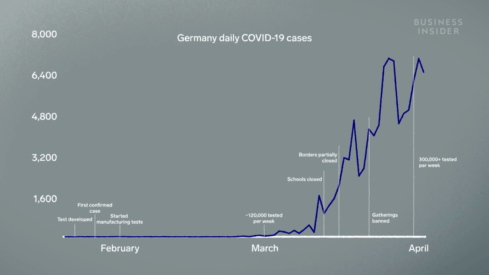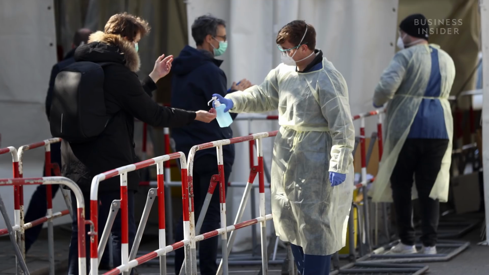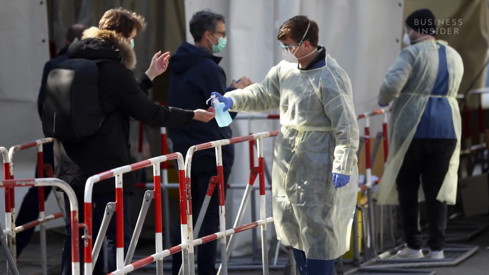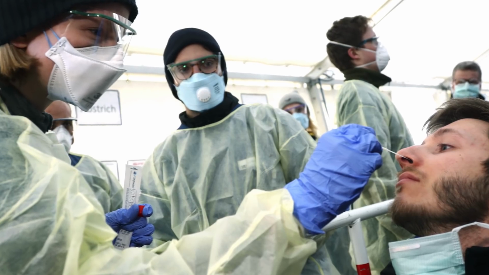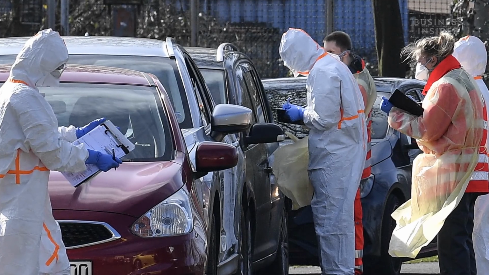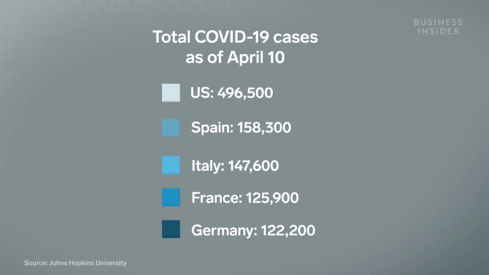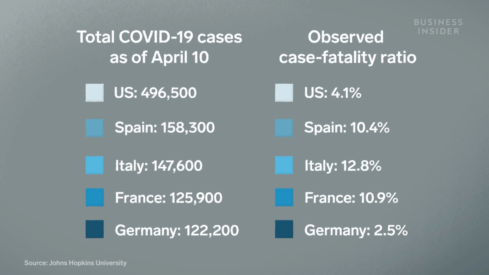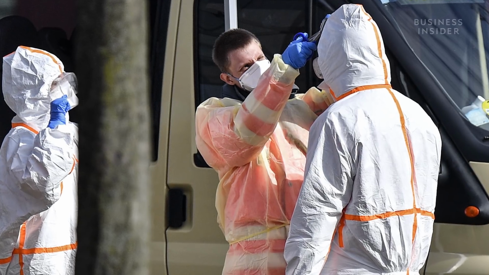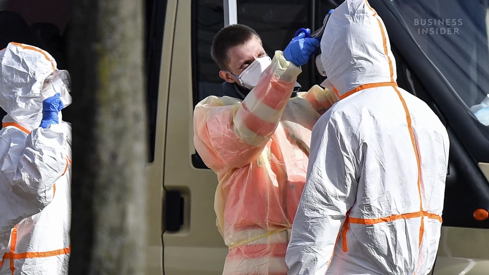As of April 8th, Germany had tested more people than any other European country. This is due in part to its early testing and its use of contact tracing, which allowed testing to identify even the mildest cases of COVID-19. But case numbers have been high. As of April 10th, Germany had the 5th highest number of COVID-19 cases, but it has one of the lowest fatality rates in the world. Some experts think that Germany's expansive testing has kept the fatality rate so low.